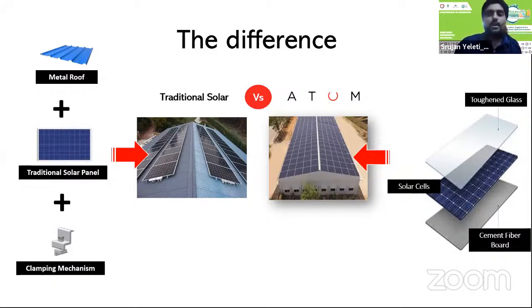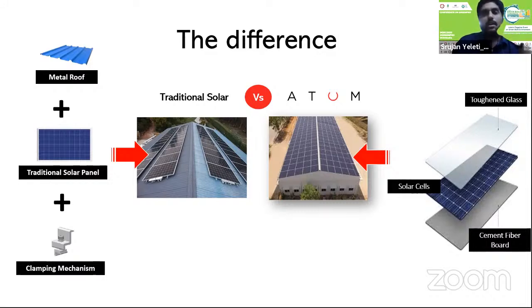That's the main question we are addressing here. With Atom, you have all three components of a solar roof and solar panel combined into the roof itself. You have a cement board, you have the glass, you have the solar cells. It comes as an integrated panel. So the roof is sustainable for over a lifetime, because cement boards are inert.